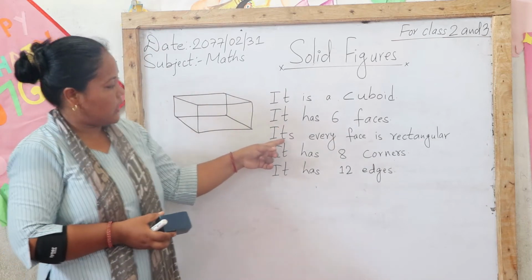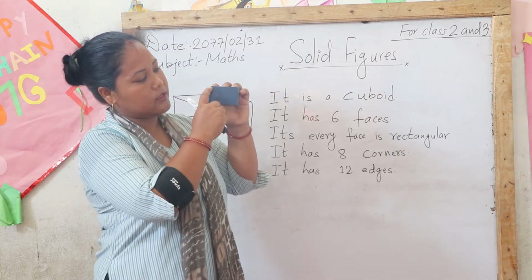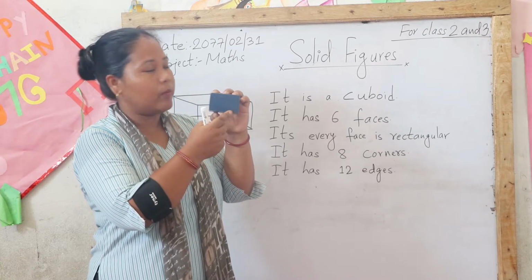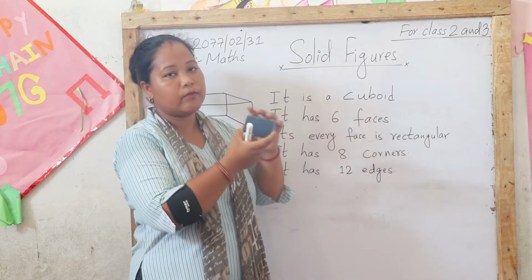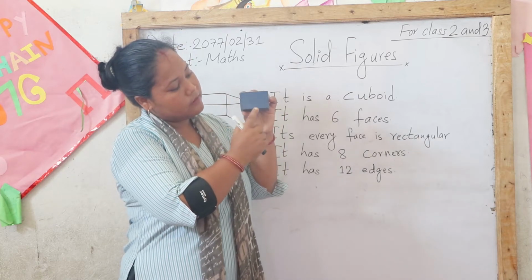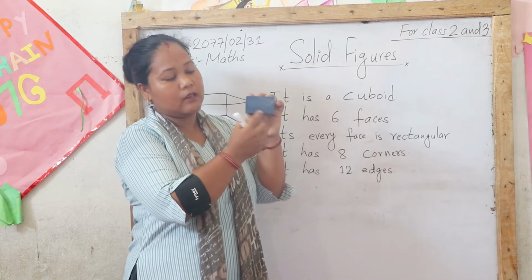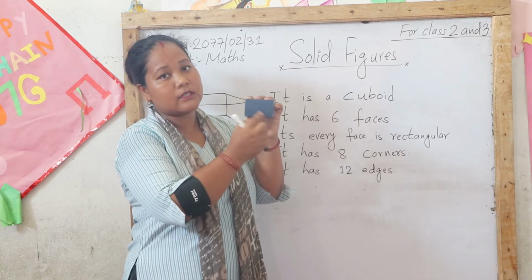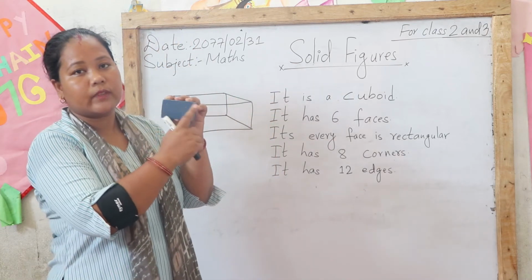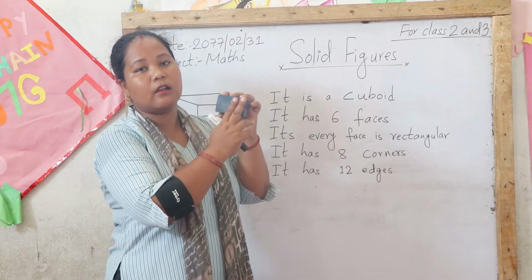And next property, its every face is rectangular. In cube, every face is square, but in cuboid, every face is rectangular. Its length is longer than breadth, so it is a rectangle. The face of cuboid is in the rectangle form.